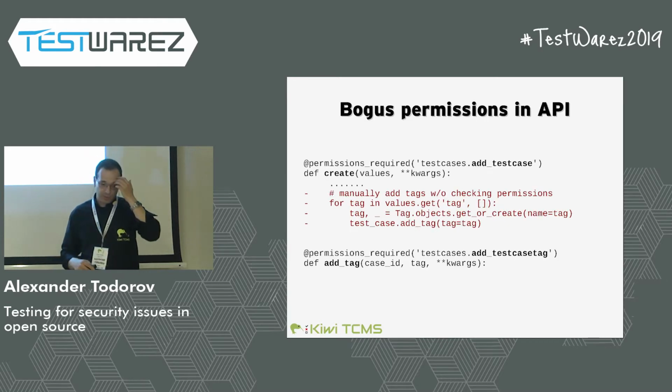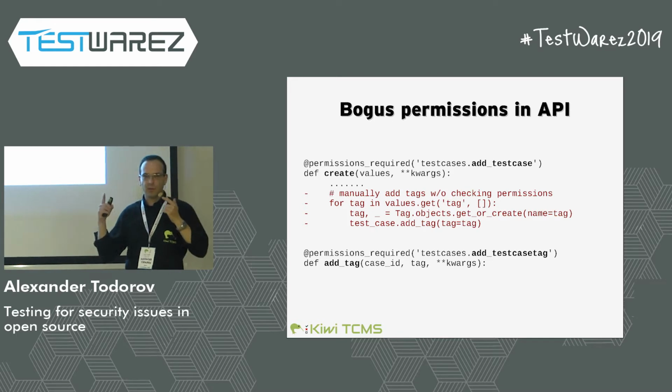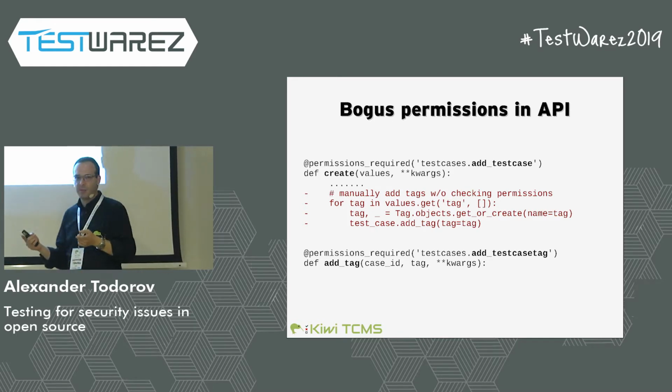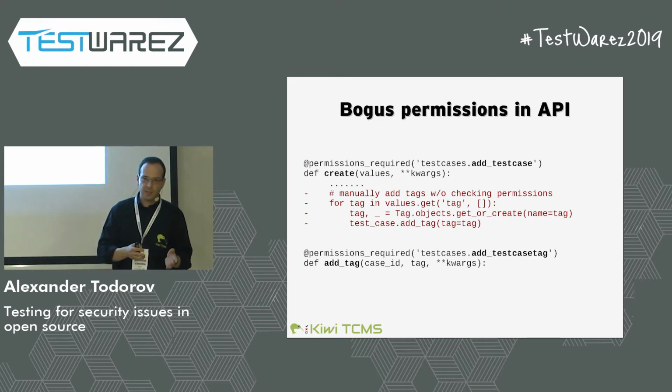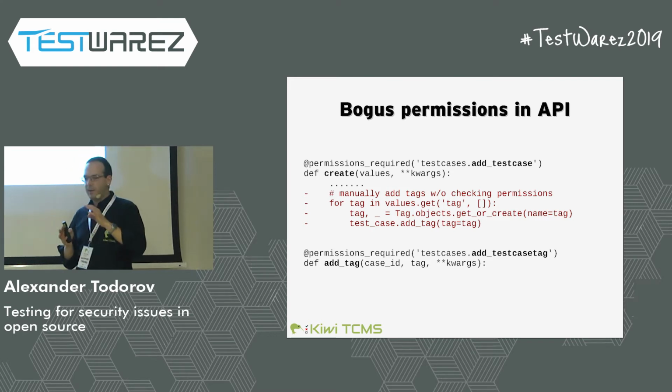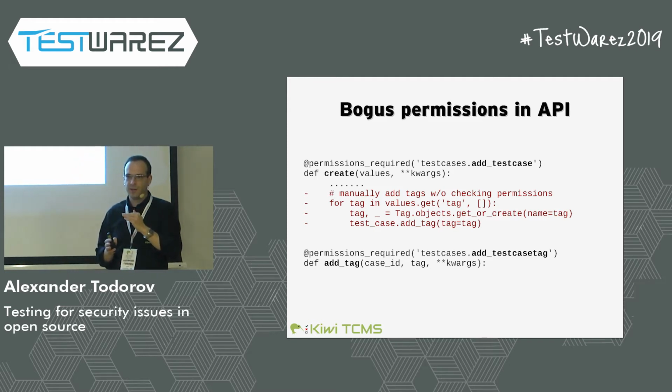A few examples. We started thinking around this framework, okay, what is happening in our application? Is this the right thing that is happening, or is it the wrong thing that is happening? And we have this problem. Bogus permissions in one of our API functions. Everything here that you see is correct, except the few lines in red.